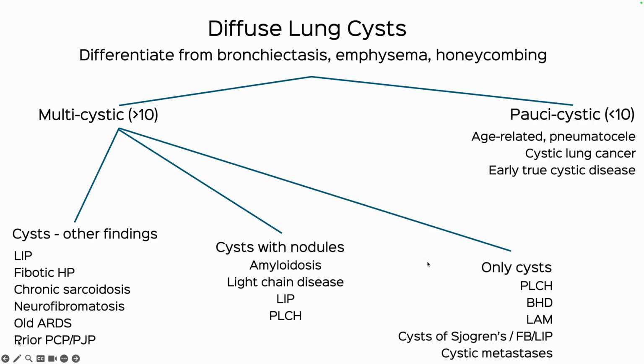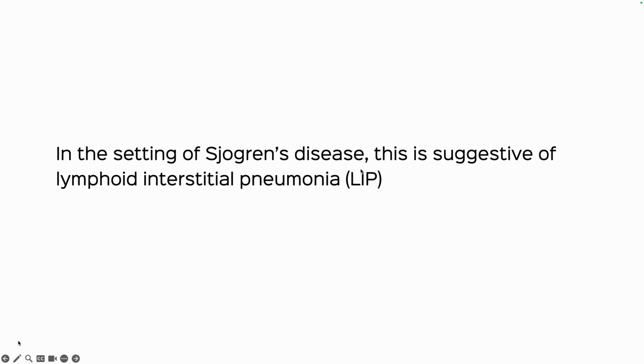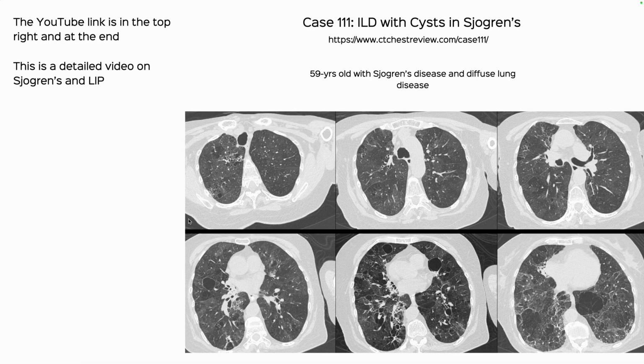And here's a chart. And in the chart, you'll see that if you have cysts with nodules or cysts with other findings, then LIP is the common entity here. But in the setting of Sjogren's disease, the moment we have a combination of cysts and interstitial lung disease, that would represent lymphoid interstitial pneumonia or LIP.